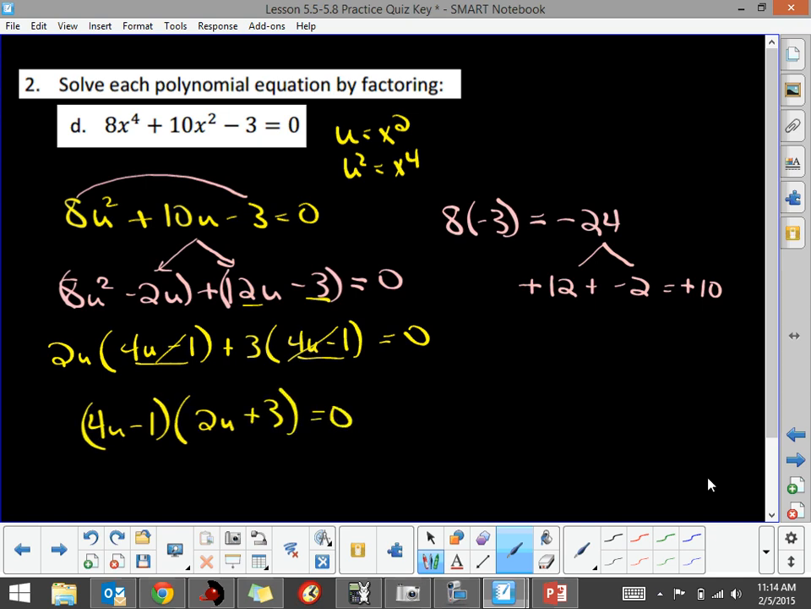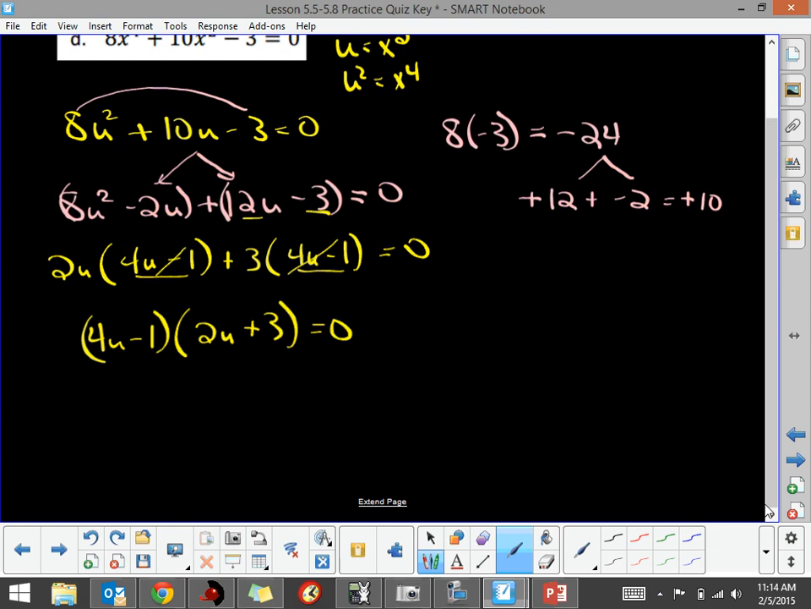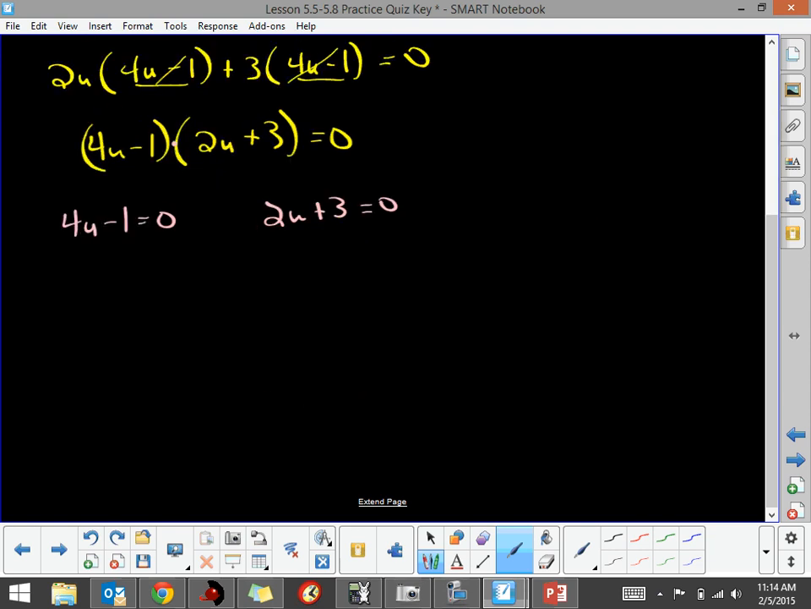And we go back into our routine, which should be getting pretty familiar now. We've got two numbers that are multiplied together to get you an answer of 0. So one of these numbers has to equal 0. We just got to go find what they have to be. We'll solve these for u. So 4u equals a 1, which means u is 1/4. We have 2u that has to equal a negative 3, which means u has to equal a negative 3/2.